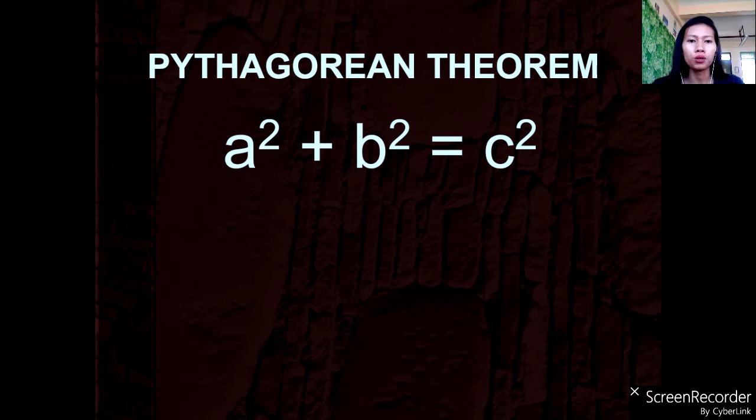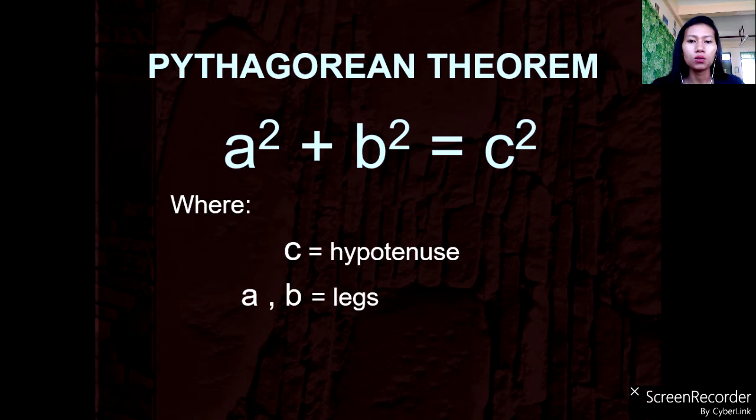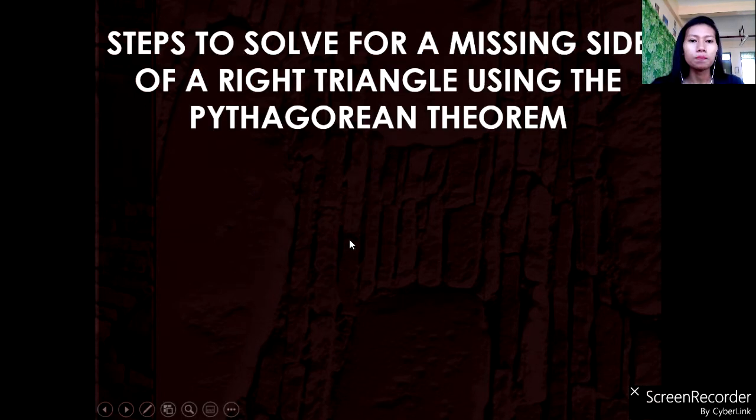So, ito lang po yung formula ng Pythagorean theorem where c is the hypotenuse. Sabi ko nga kanina, yung longest or biggest side ng right triangle. And then, yung dalawang maliit or smaller side ay ang mga legs. Okay, so these are the steps to solve for a missing side of a right triangle using the Pythagorean theorem.